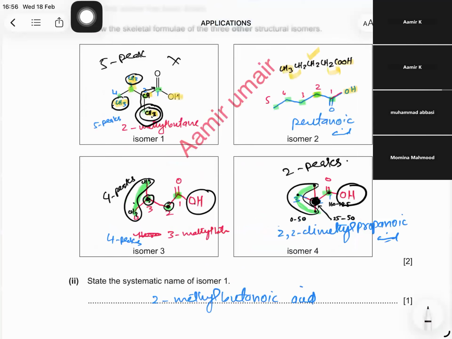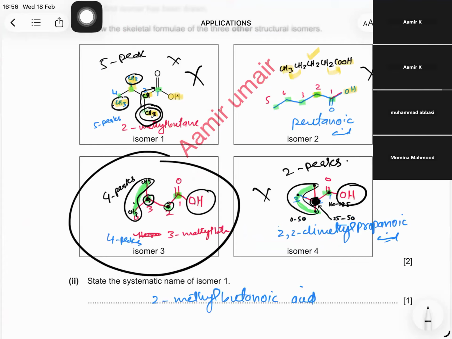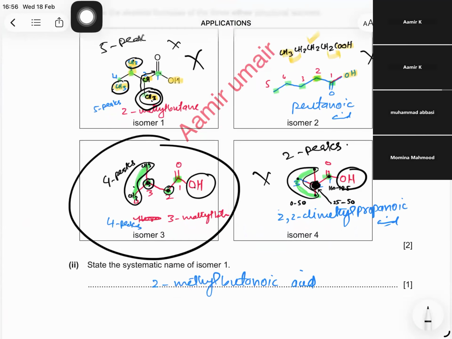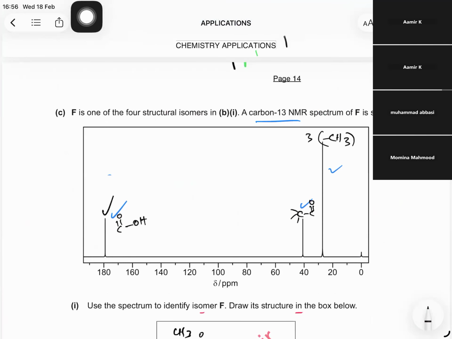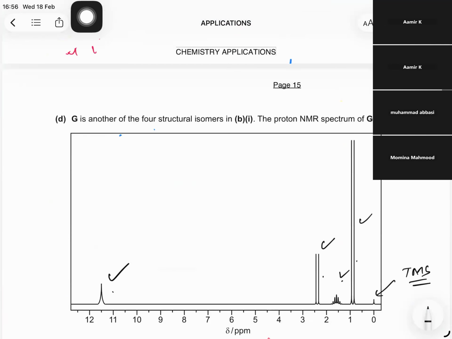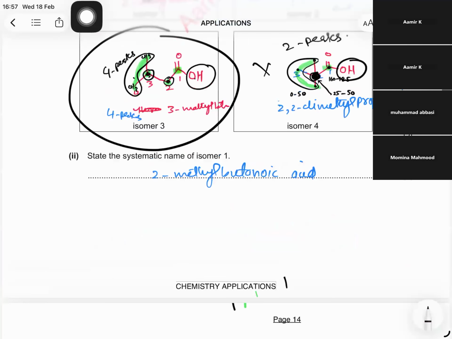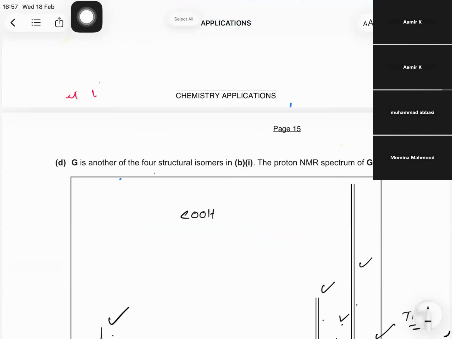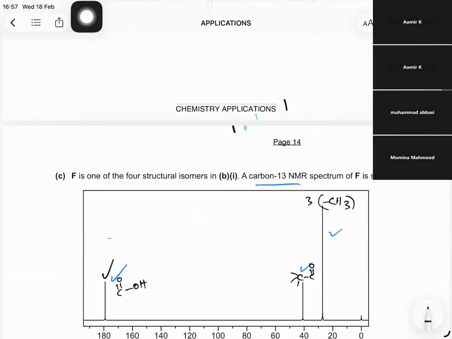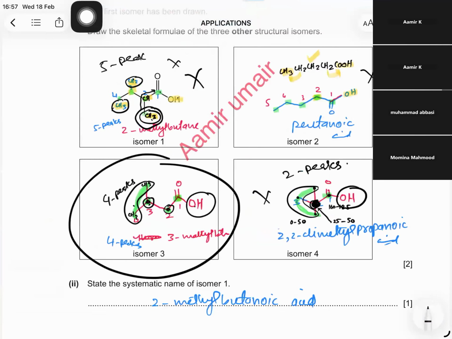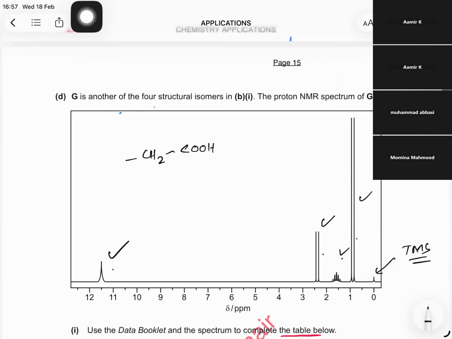So now I know not this, not this, not this. So we are left with this answer, right? But we have to confirm it. Okay, let's go to the data booklet and confirm it. Here I'm going to draw it again. COOH and then CH2, and then C, probably CH3, CH3.